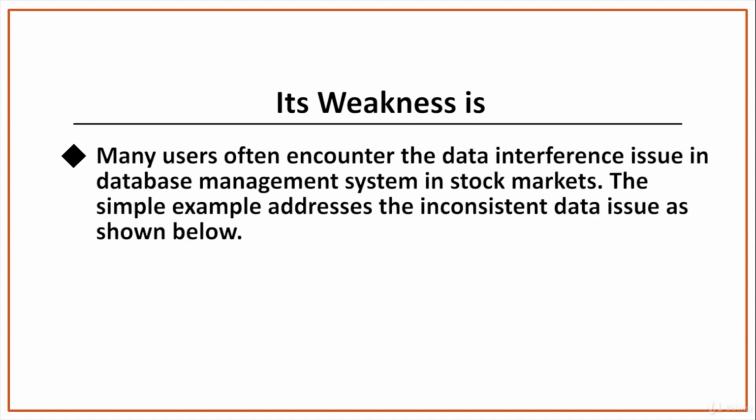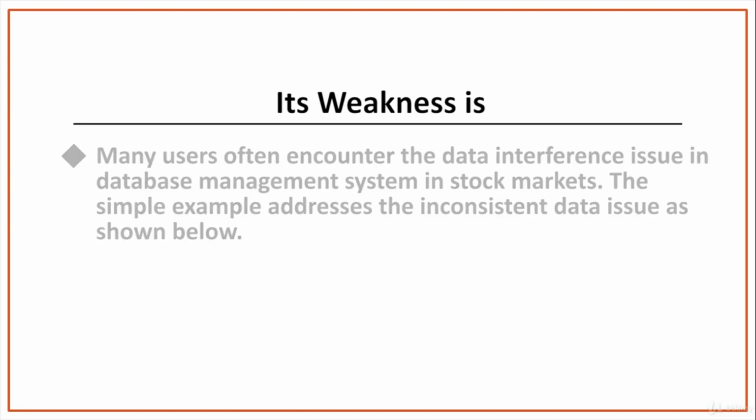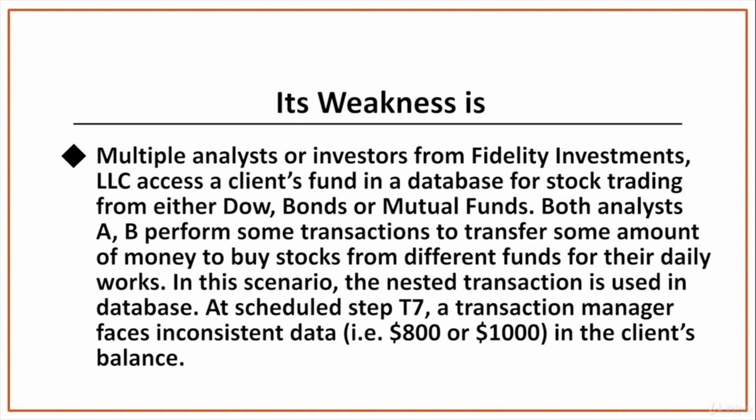Many users often encounter data interference issues in database management systems in stock markets. A simple example addresses the inconsistent data issue as follows. Multiple analysts or investors from Fidelity Investments, LLC, access a client's fund in a database for stock trading from either Dow, bonds, or mutual funds. Both analysts A and B perform some transactions to transfer some amount of money to buy stocks from different funds for their daily work. In this scenario, the nested transaction is used in the database.